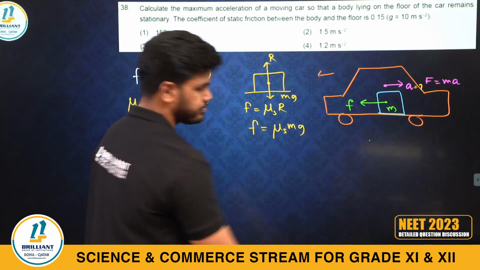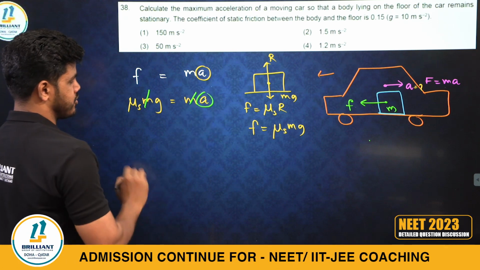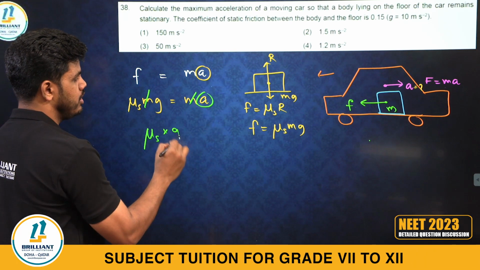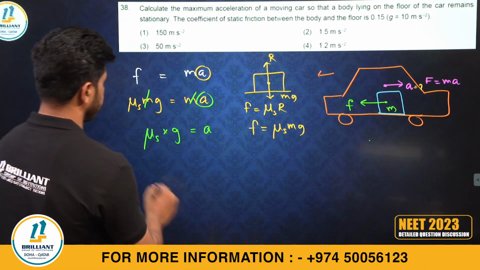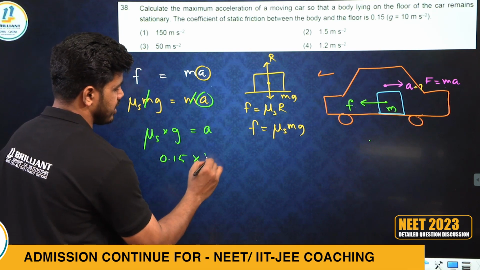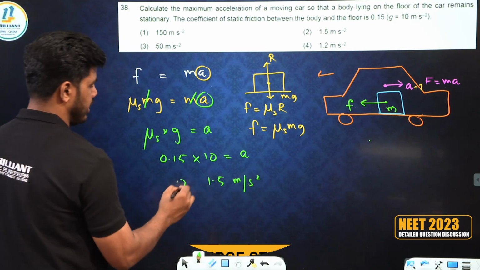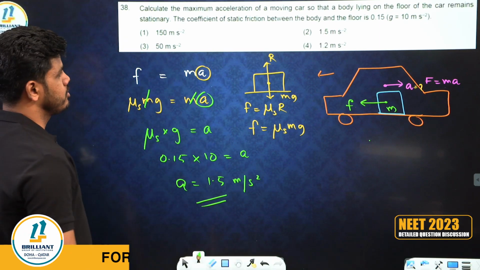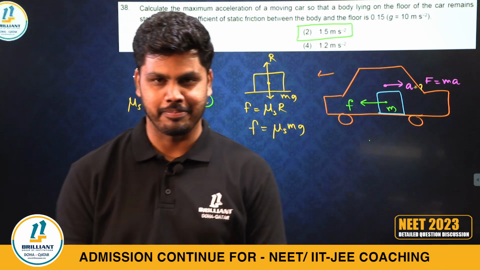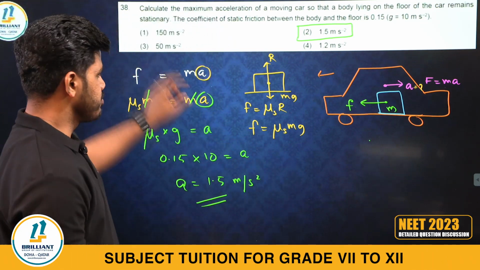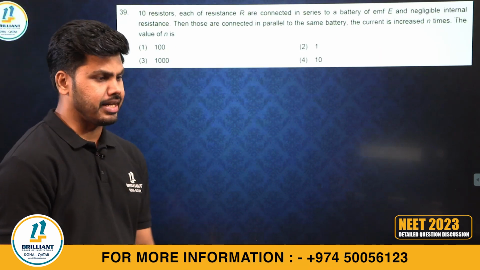See how simply we solved it. We can cancel m on either side. You're asked to find this acceleration. Mu S into G is equal to the required acceleration. You are given the mu S value in the question, 0.15, and you are allowed to take G as 10. That is the required acceleration, which means 1.5 meter per second square should be the acceleration. And that is option 2. Okay, equilibrium, right? The question is based on that concept. Correct. Now, question number 38, option 2.